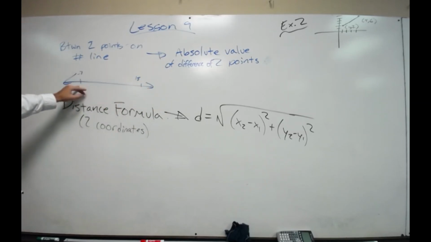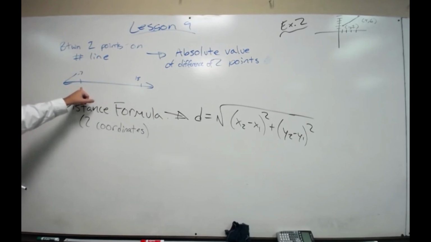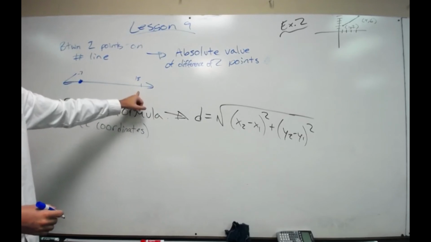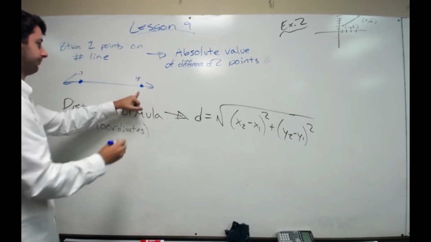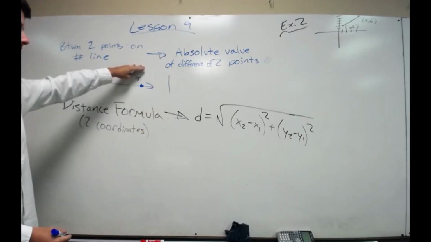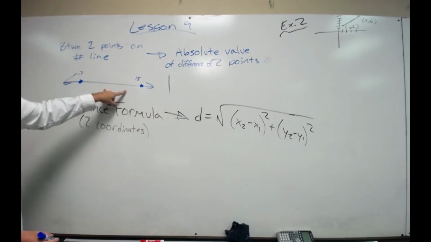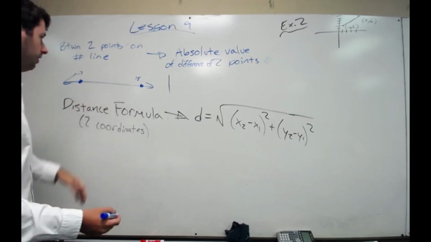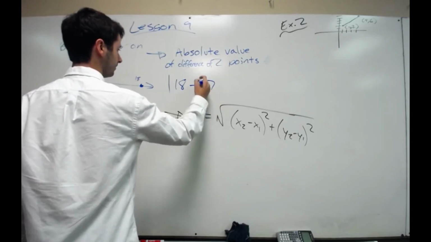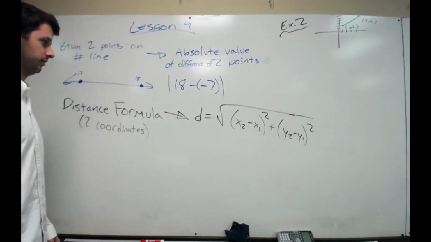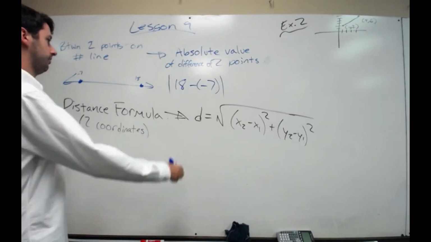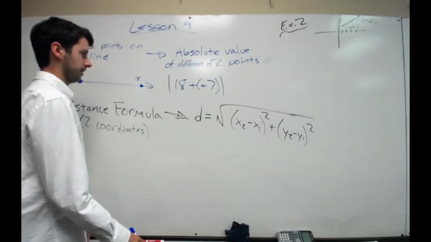So say we have 1 point on the number line as -7, 1 point on the number line as 18. Well, we simply have to do the absolute value of the difference of the 2 points, and it doesn't matter which one is first or second. I'll do 18 minus -7, absolute value. 18 minus -7, well, that would end up being 2 negatives equals a positive, so that would be 25.